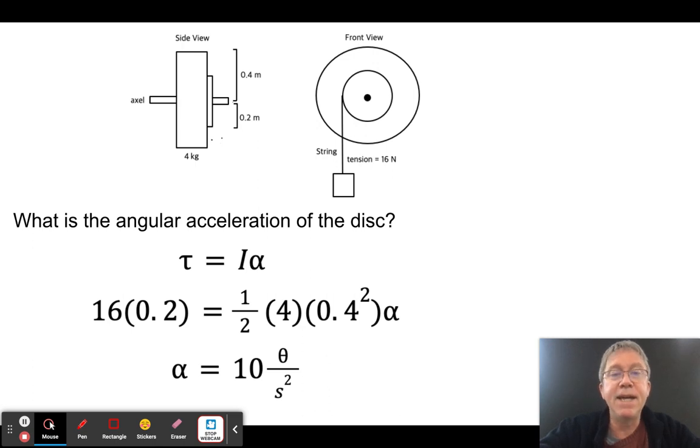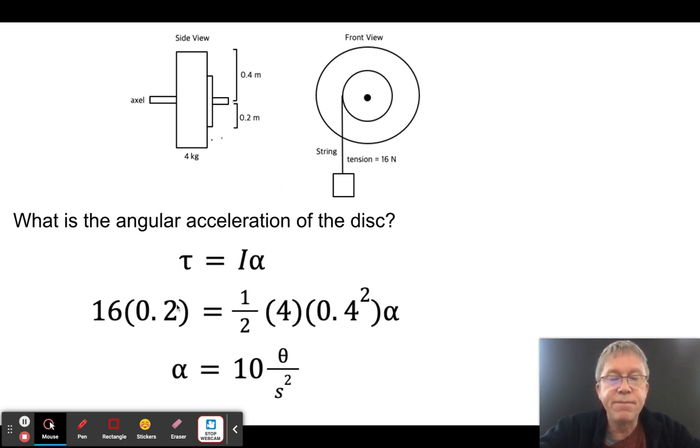Okay, I want to find the angular acceleration of the disk. So that means I'm going to use Newton's second law of rotation. That's what we often call it, just Newton's second law. So that's going to be torque equals rotational inertia times angular acceleration. So what is the torque? Well, in this case, I have 16. Remember, torque is equal to force times radius times sine theta. But on a system like this, the force is always acting at a right angle. Sine of 90 is 1. So I just get 16 times 0.2.